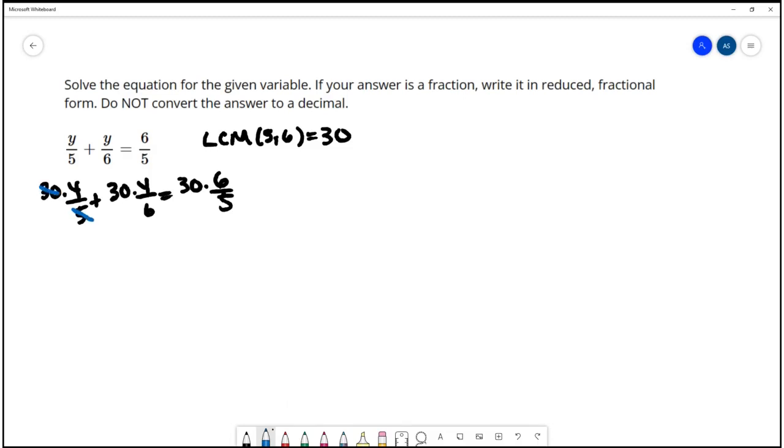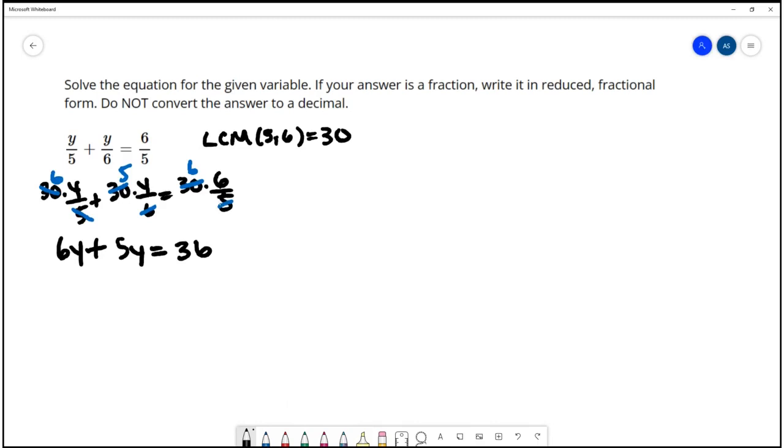5 divides into 30 6 times, so that gives us 6y. Then we have 6 dividing into 30 5 times, we have 5y, and 5 divides into 30 6 times, and we have 6 times 6, which is 36. So that step of multiplying the least common multiple times every term canceled out all of those fractions and makes this a little bit easier for us to solve.